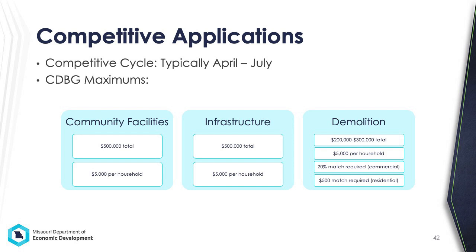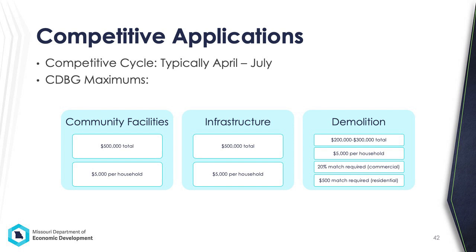Under the infrastructure category, we improve local publicly owned streets, drainage, bridges, and other infrastructure activities. This excludes drinking water and wastewater projects, which should be applied for under the water and wastewater program. The CDBG funded construction budget cannot exceed $500,000 total or $5,000 per household benefiting.